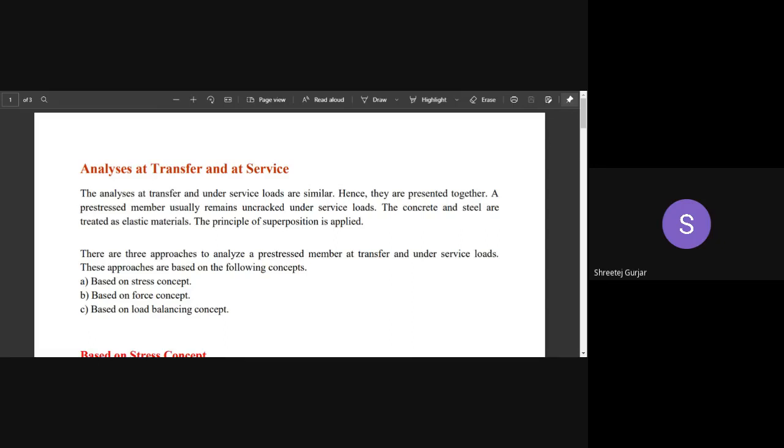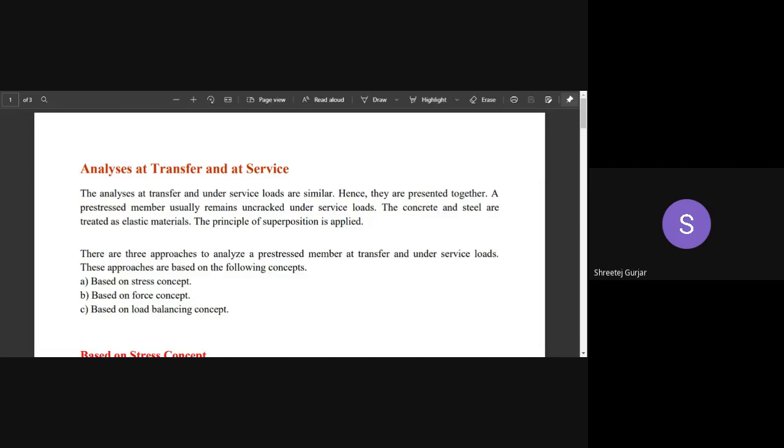Okay, so first concept is a stress concept, which we will be learning, and it is an important one with respect to your exam point of view, wherein usually they ask a numerical based on your stress concept. And this force concept and load balancing concept we will be learning after we learn our first, that is a stress concept. We will be more concentrating on your stress concept.